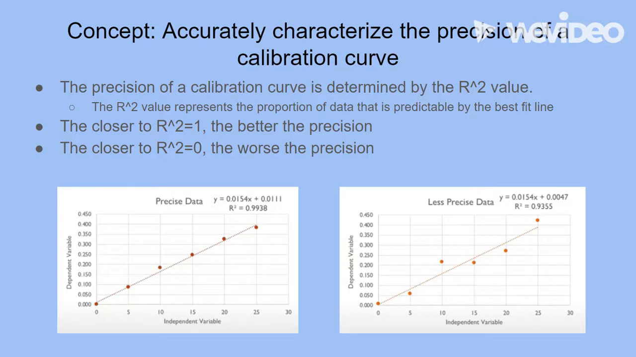The last concept is accurately characterize the precision of a calibration curve. The precision of a calibration curve is determined by the r-squared value. The r-squared value represents the proportion of data that is predictable by the best fit line. The closer the r-squared value is to 1, the better the precision. The closer the r-squared value is to 0, the worse the precision.